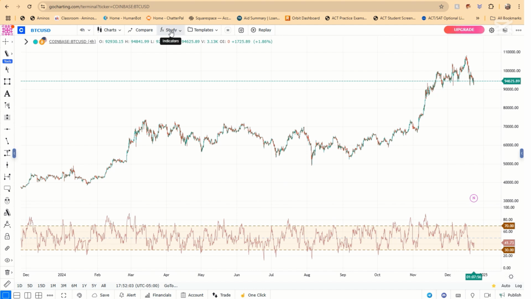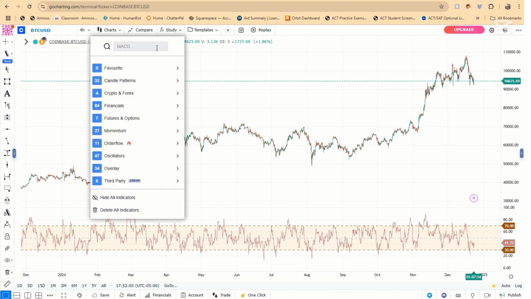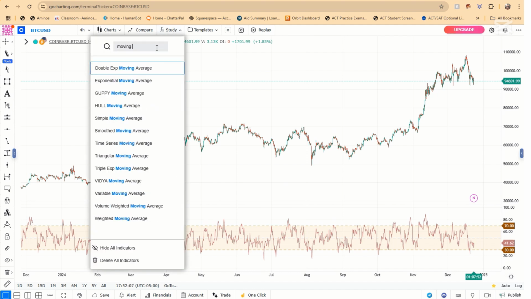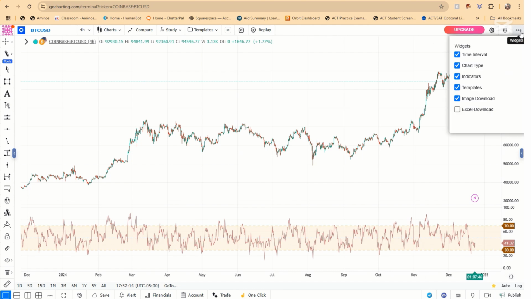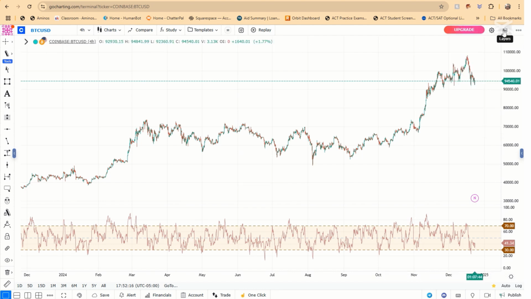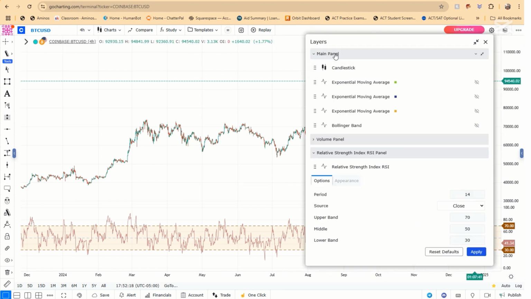How to find that? You press on study. You can type in moving averages. Right there, exponential moving averages. That's how you find it. You click on it. This one you might want to click on 2 or 3 times, but I'm going to come over here, go to layers, and we're going to add them onto our view now. Boom, boom, and boom. Green, blue, and orange. I like using those colors.